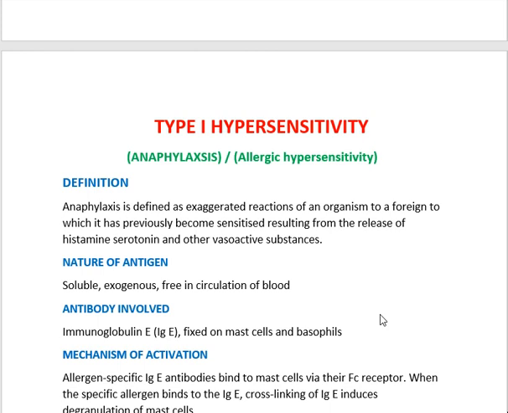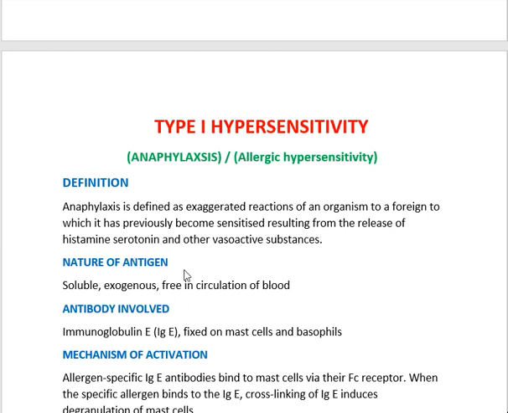Let's begin with the first one, type 1 hypersensitivity, which is also called anaphylaxis or allergic hypersensitivity. Then what is anaphylaxis? How can you define this? It is defined as an exaggerated reaction of an organism to a foreign substance to which it has previously become sensitized, resulting from the release of chemical substances like histamine, serotonin, and other vasoactive substances.